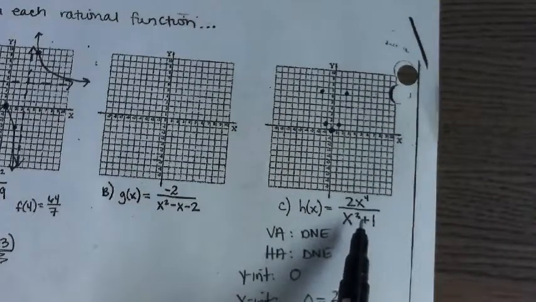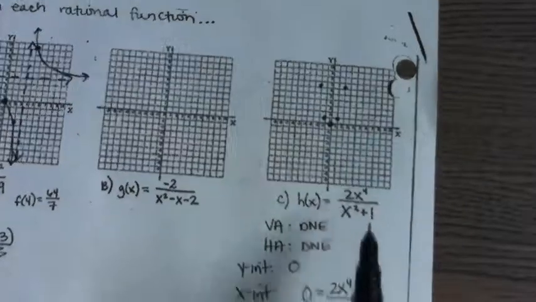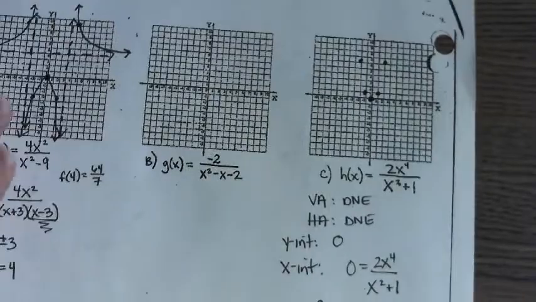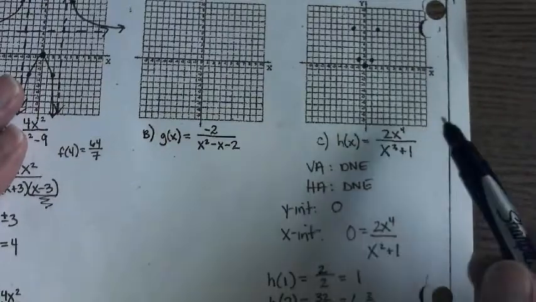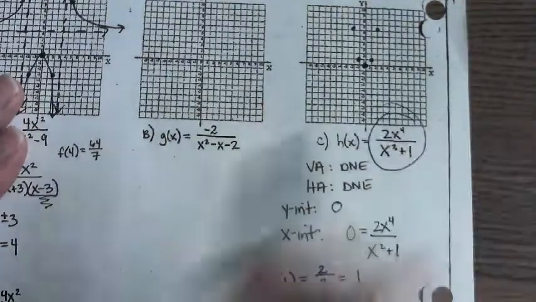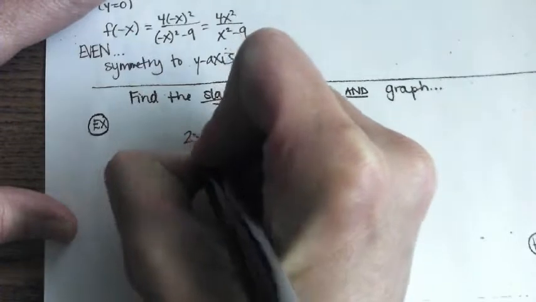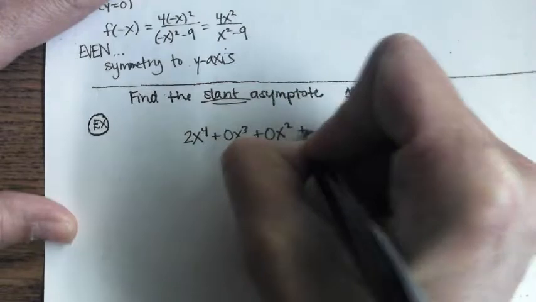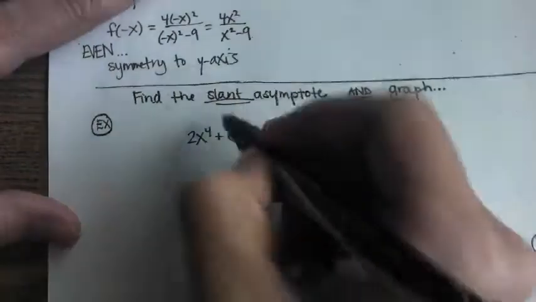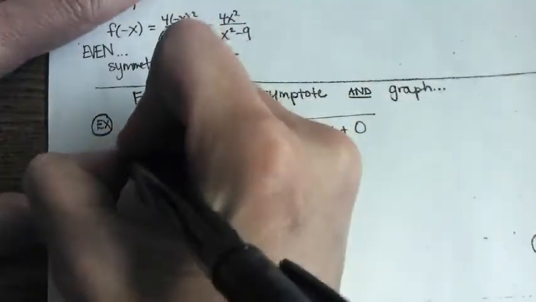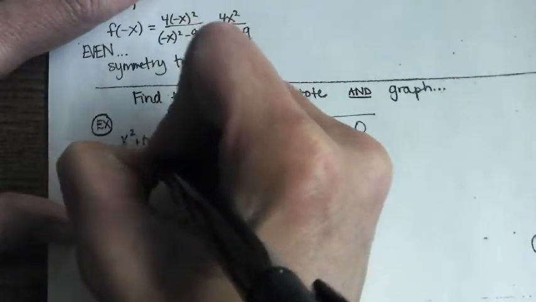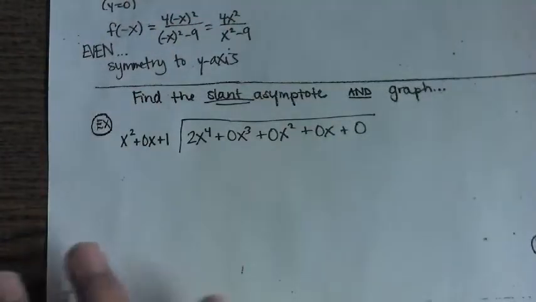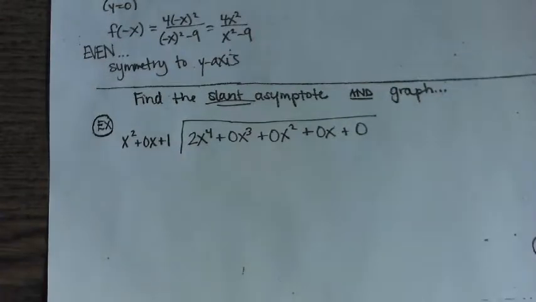That was a 2, right? That wasn't a 3. It was over x squared, right? Okay. So how do you find the slant asymptote? You do the long division. So another application of long division. So down here I'm going to do the long division: 2x to the 4th plus 0x cubed plus 0x squared plus 0x plus 0, divided by x squared, I'll throw in the plus 0x plus 1. So let's do that long division.